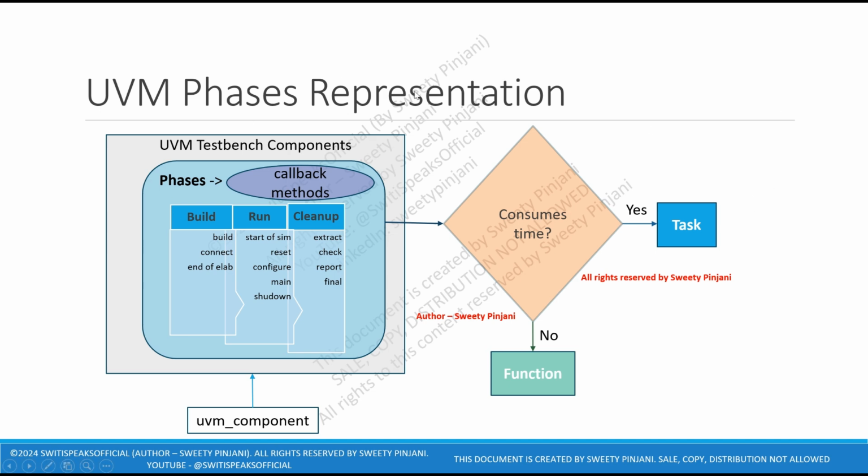Simple diagram to understand. Each of the UVM test bench components is going to extend your UVM component. Each UVM test bench component has some predefined phases which are implemented in the form of callback methods. There are three major categories of phases: build, run, and cleanup. Until you finish one phase, we can't move to next. Each of these three phases has subphases. If your phase is consuming time, we implement it as task. If it doesn't consume time, we implement it as function.